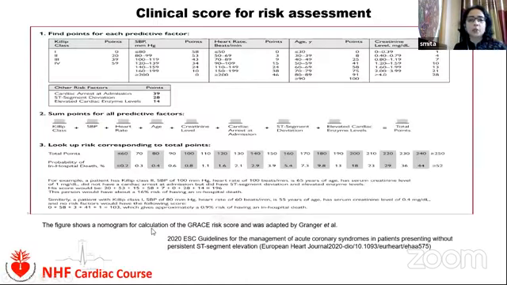This is a figure, a nomogram, showing the calculation of the GRACE score. For example, if a patient has Killip class 2, 200 millimeters of systolic blood pressure, 100 beats per minute of heart rate, age 65, with a creatinine level of 1, and no history of cardiac arrest or ST segment deviation, the sum of all these scores is 196. And if it's 196, the patient may have a 16% risk of in-hospital death.